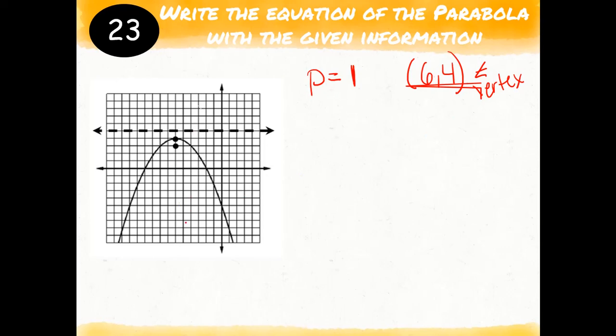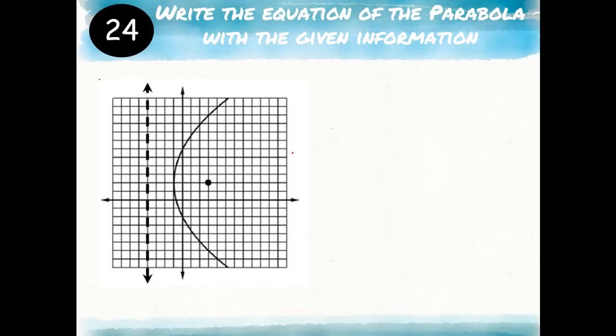And since this guy is up and down, that means the x is going to be who's squared. So I'm going to start plugging in my equation. So x minus 6 squared equals, that's 4 times my p. So 4 times 1 is 4. And then y minus 4 for my answer. So as long as you get your vertex and as long as you have your p-value, easily can write the equation. Let's try one more of the kinds of graphs.